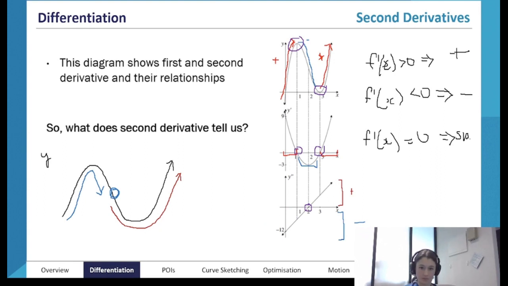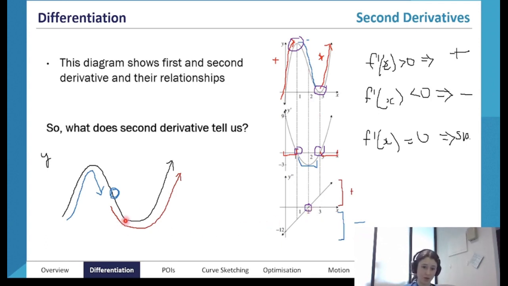Our second derivative is negative, so it's in this negative section. In the section where the gradient is decreasing, this section in here corresponds to this section here. Then at this little dot in here, this is when the second derivative has an x-intercept. So as you can see in here, this is the point where the concavity changes, and this is when the second derivative has the x-intercept.